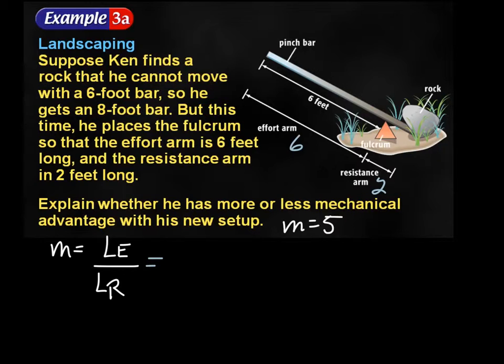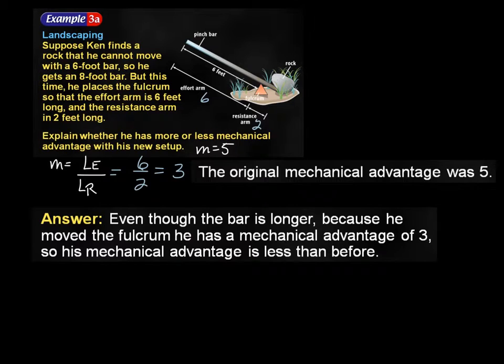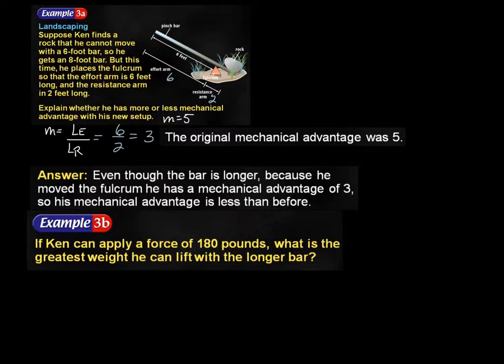So if we try that, we're going to have 6 over 2. He gets a mechanical advantage of 3 this time. He had the right idea to get a longer bar, but because he moved the fulcrum, he has a mechanical advantage of 3, so he actually has less mechanical advantage than he had before. If Ken applies a force of 180 pounds, what is the greatest weight he can lift with this longer bar positioned as it is? 3 times 180, he could lift 540 pounds.